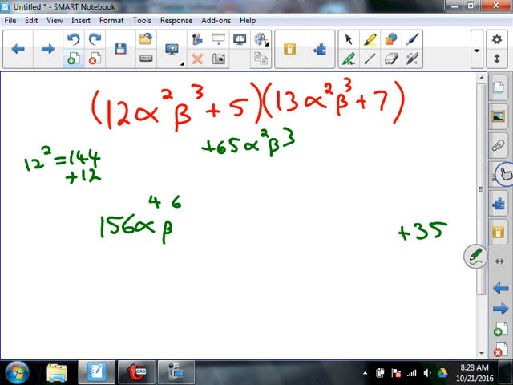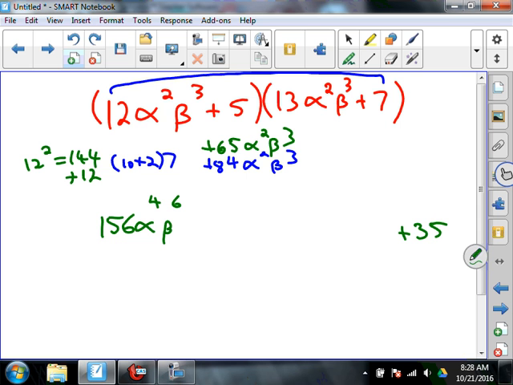Now our last product, this is the one that's going to trip people up. It's real easy to multiply 12 by 7. Don't think of 12 as 12. Think of 12 as 10 plus 2. Ever think to do that? So that's going to be 84 alpha squared beta cubed. So that's going to be 149 alpha squared beta cubed in the middle. And that's it. What do you think?